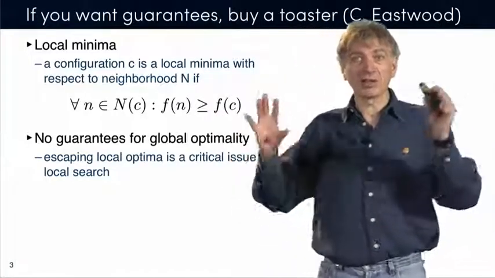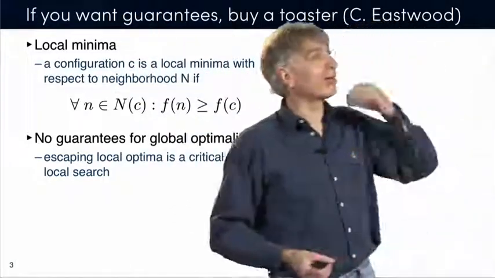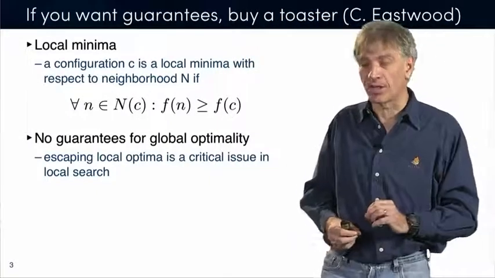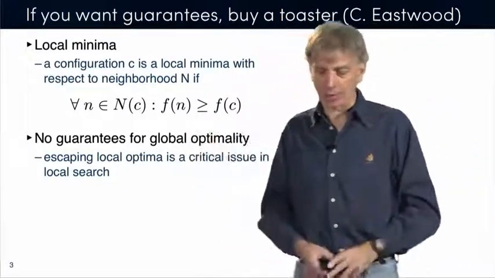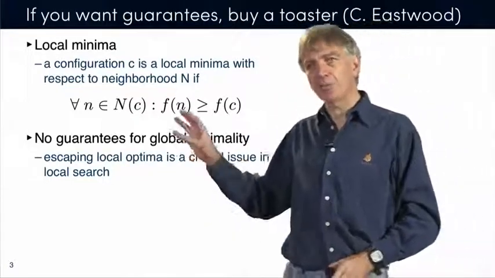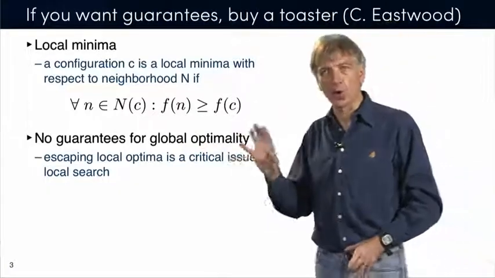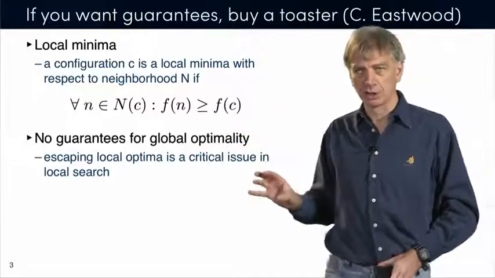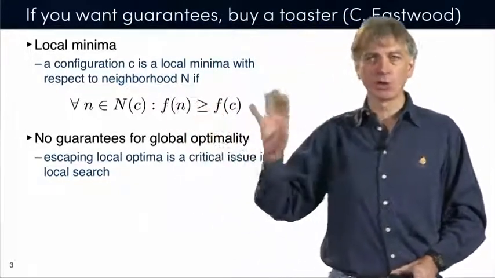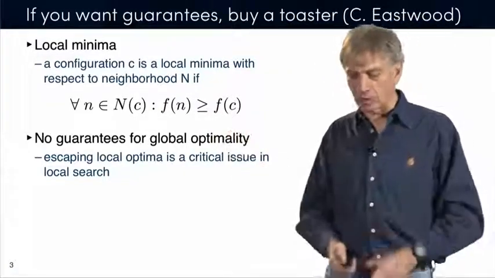But that doesn't guarantee that this place is actually good in the grand scheme of things. There may be something really good somewhere else and you don't know how to get to it. Okay? So we have no guarantees for optimality, and therefore in practice escaping these local minima of poor quality is a very important issue. And in the next lecture we'll show you two really interesting techniques to do that. What we are doing today is setting the stage for that.